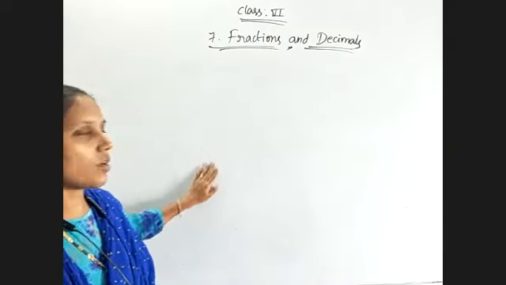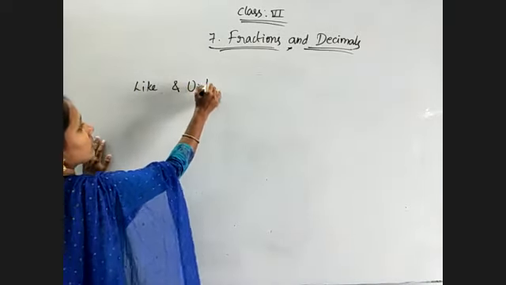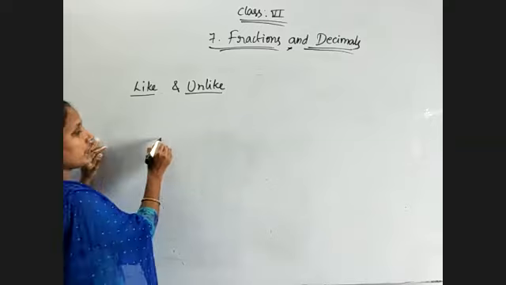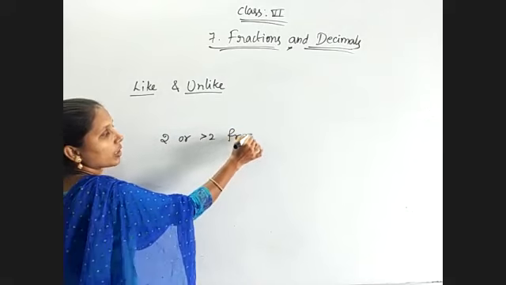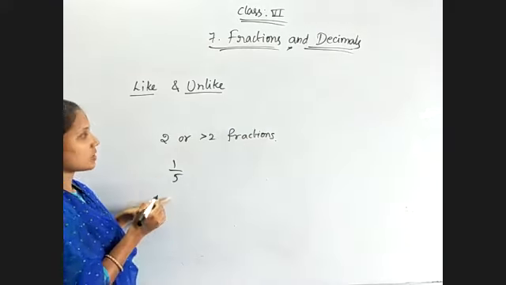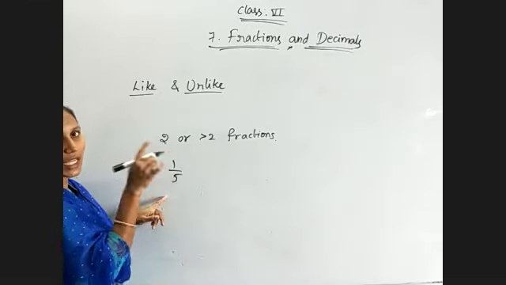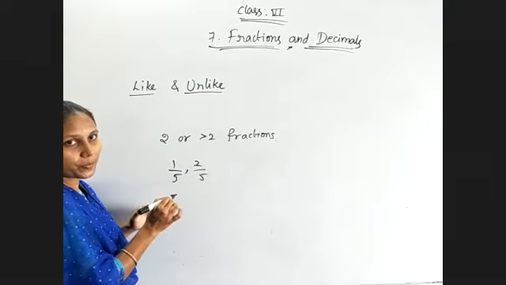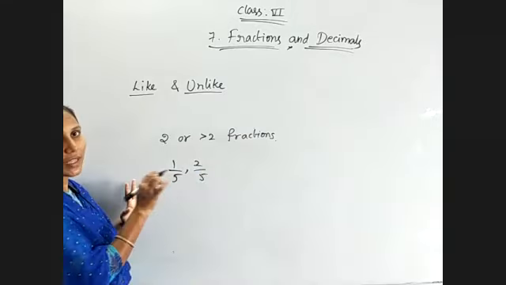Now coming to the next topic, that is the next type of fractions, like fractions and unlike fractions. To decide whether fractions are like or unlike, compulsorily we need at least 2 or more than 2. For suppose I have 1/5, only one fraction is there, so I can't decide. Like fractions, we are calling them in plural form, means we need at least 2 fractions, then only we can decide whether those are like or unlike.